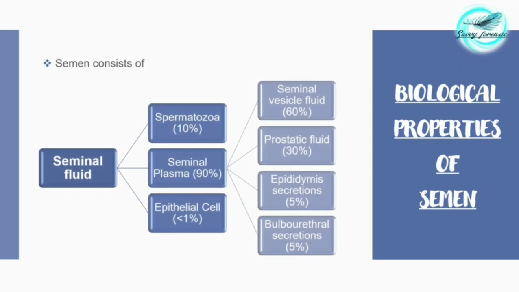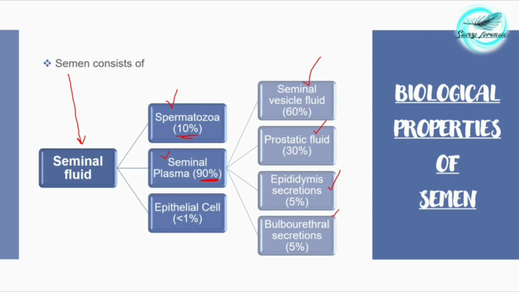Now, semen or the seminal fluid consists of three major components. The spermatozoa, which constitutes 10% of the total seminal fluid, the seminal plasma, which is 90% of the content, and the epithelial cells, which are less than 1%. Now, this seminal plasma, which constitutes 90% of the total seminal fluid or the semen, further consists of the secretions of various glands, which are the seminal vesicle, the prostatic gland, epididymis, and the bulbourethral gland.